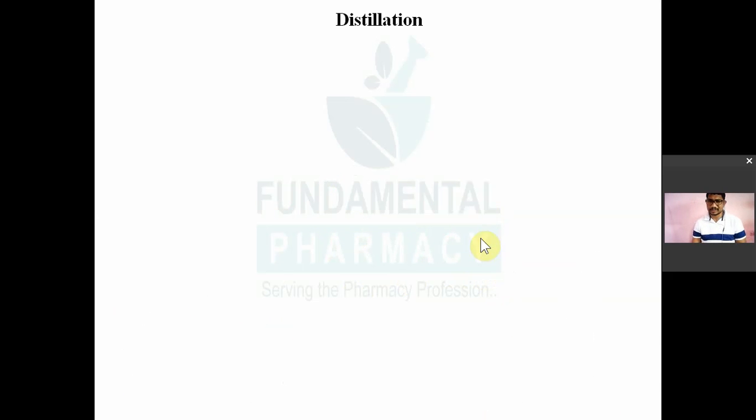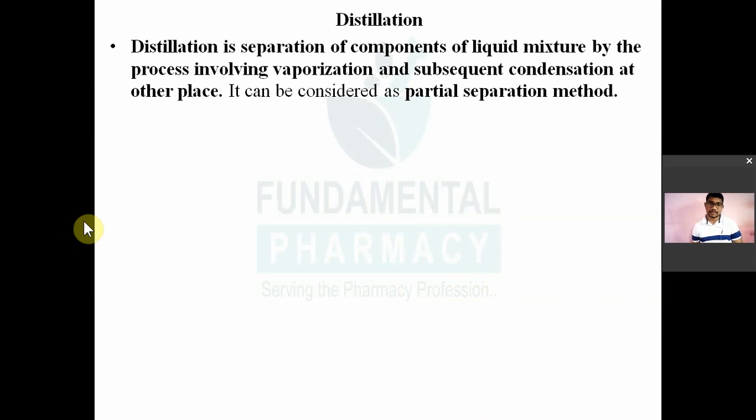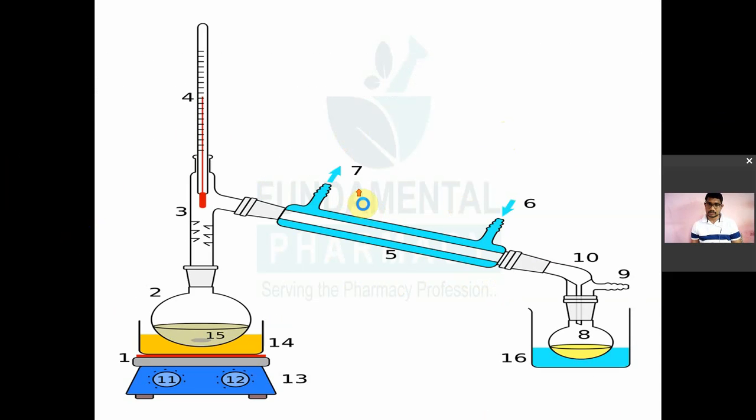Now we'll see what distillation is. Distillation is the separation of components of a liquid mixture, a process involving vaporization and subsequent condensation at another place. It is considered a partial separation method. It is not a complete separation method, because if the two components of the mixture have very different boiling points, say one is 85, one is 95, or another is 120, so there is a huge difference between the boiling points of the two components, in that case distillation is considered a complete separation method.